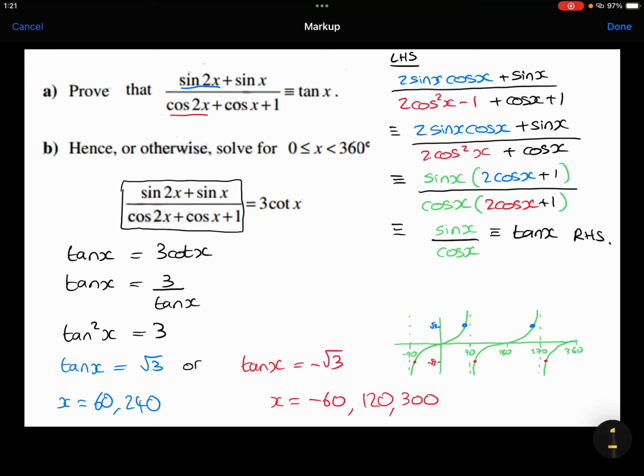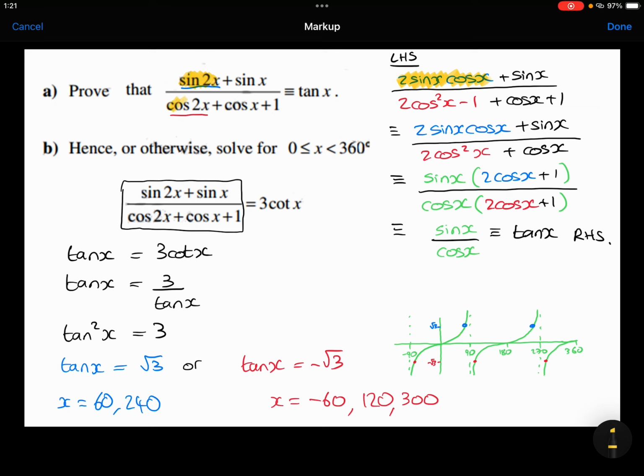I've already shown all my working out here, I'll just talk you through it. So for part A, we need to prove this identity. So the first thing I've done is I've taken this sine 2x and I've rewritten it with the sine double angle as 2 sine x cos x.